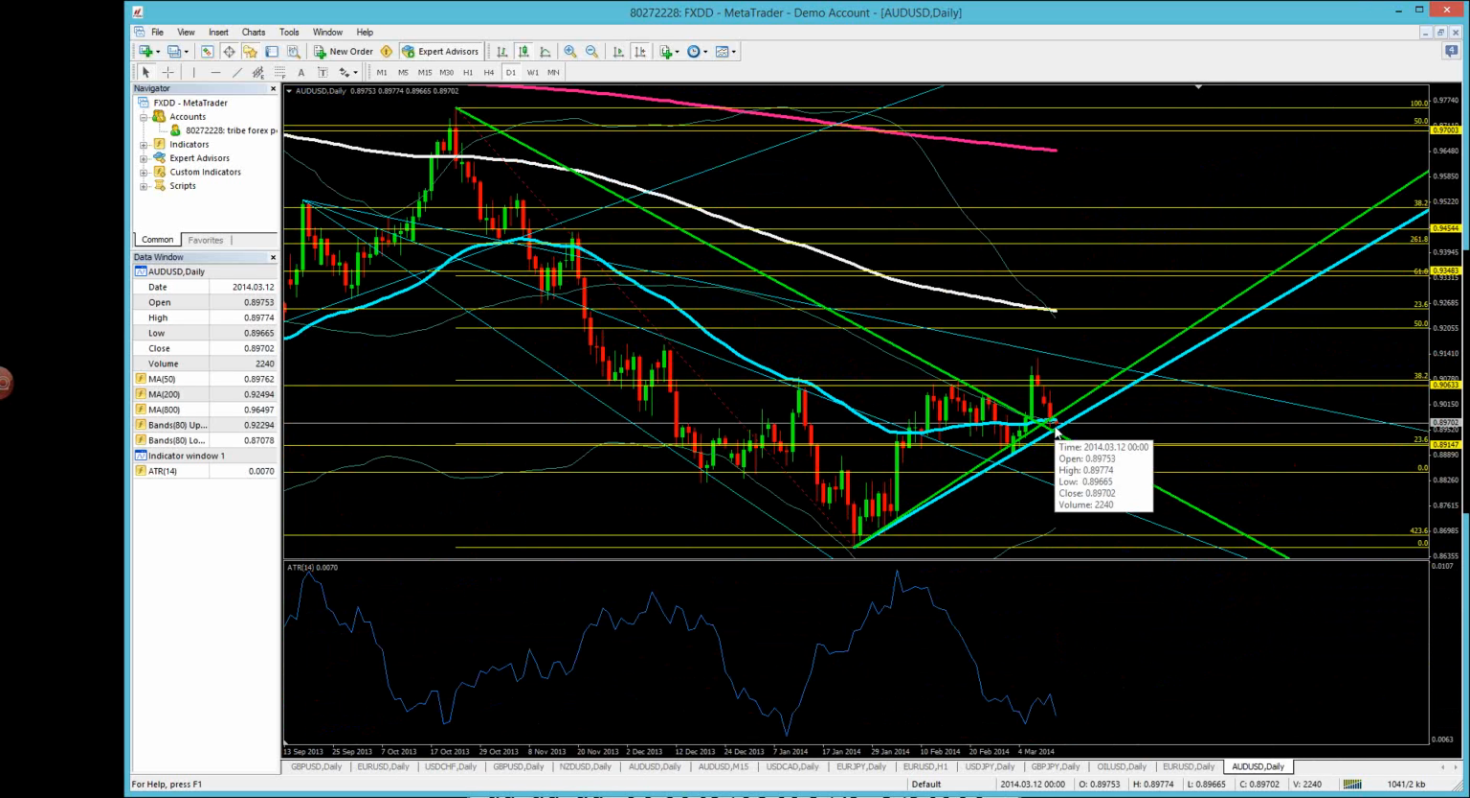So I'm looking for a buy on the Aussie dollar. I'm looking for a buy on the Aussie dollar at 89.53, so about 89.50, right where we are. I'm going to look for price to begin to move up on the Aussie dollar.